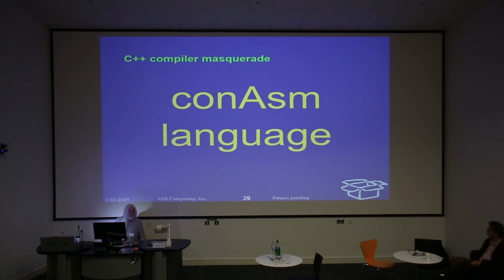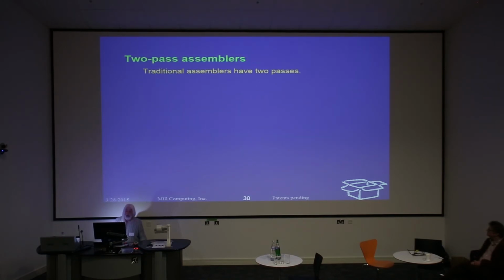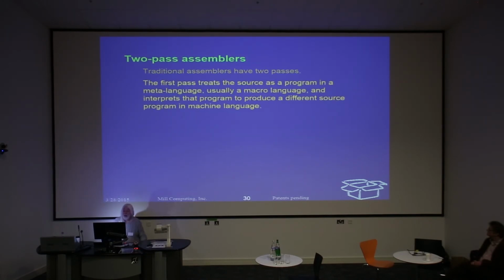ConAsm language you might find a bit interesting. The concrete assembly syntax is actually C++, suitably disguised. The traditional assembler's got two passes. The first pass typically is a macro pass, and then that produces a separate program, which is then actually assembled to the binary level to produce a machine language output.